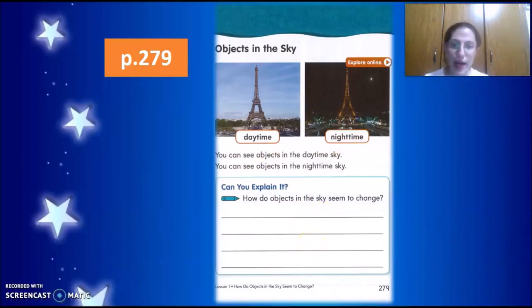Now, remember guys, the "Can you explain it" section is the section that, and listen up carefully, we discuss orally with our parents. How do objects in the sky seem to change? What do you guys think? How do they appear to change? Is there something that appears the first day and then disappears the second day, or what? You may try and observe the sky for 3 nights in a row. You may draw your observations, okay? To check out what's happening. Is it changing or is it the same?